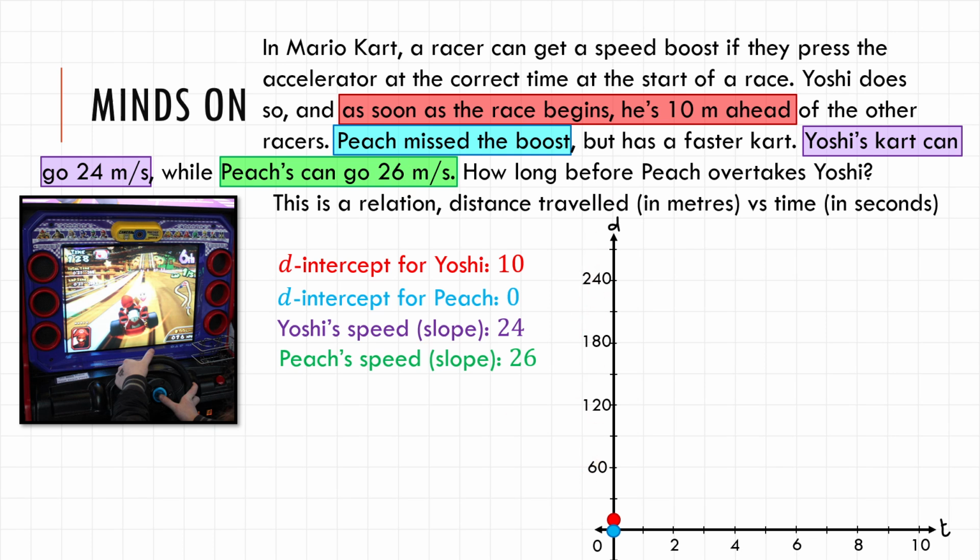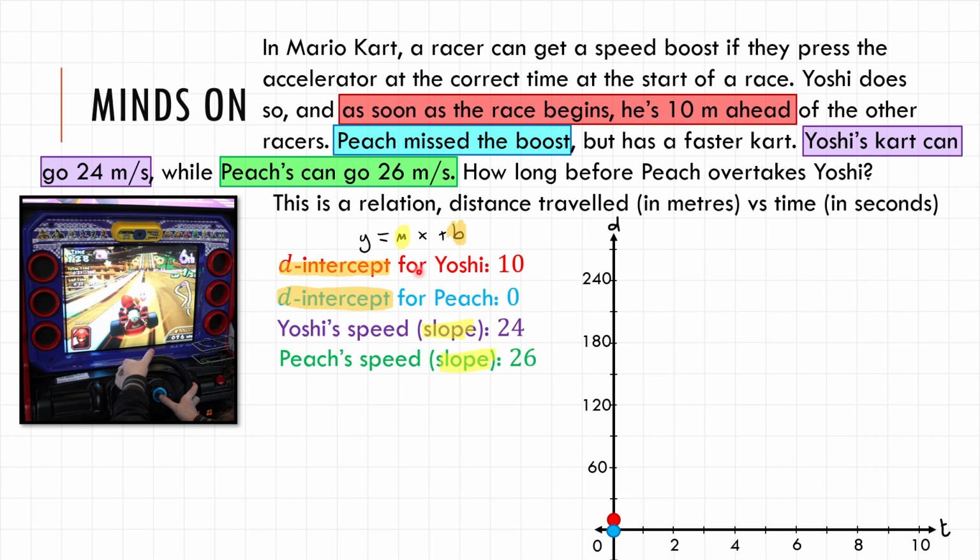And so we know that this is going to be a linear relation, and all linear relations look like y equals mx plus b. And we remember this, that the m in mx plus b is the slope, whereas the b in mx plus b is the y-intercept, or in this case, the d-intercept, right? Instead of y, we'll be using d, and instead of x, we'll be using t.